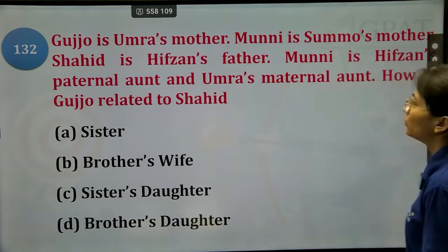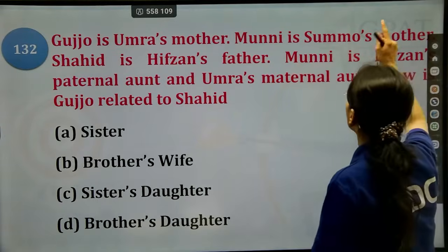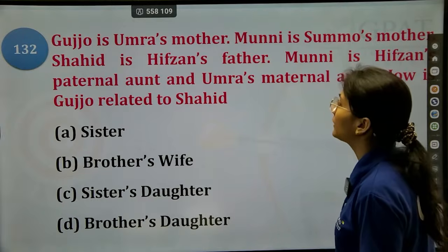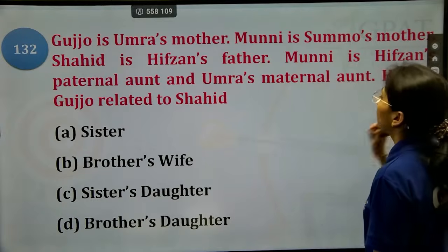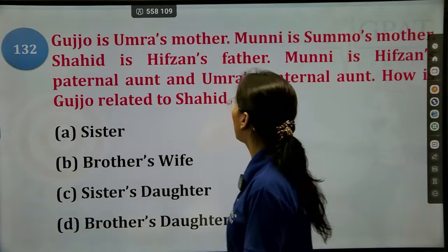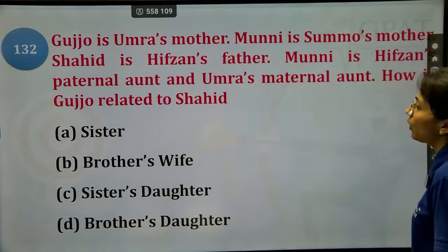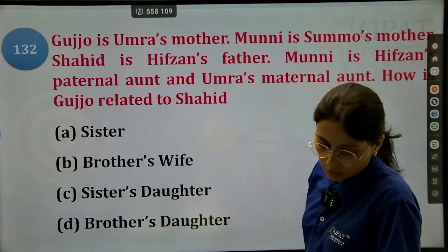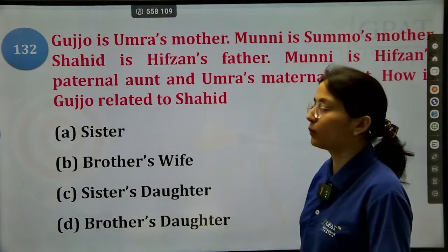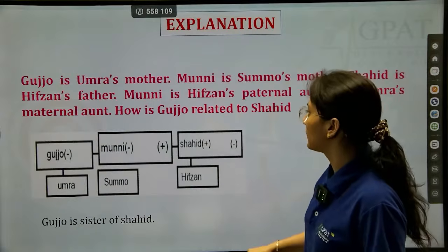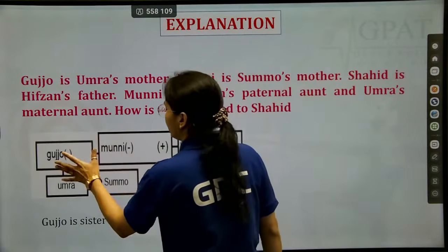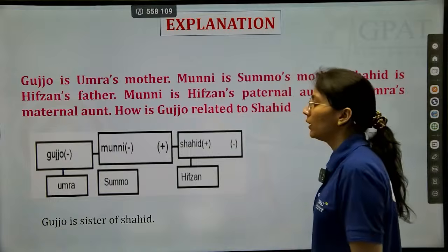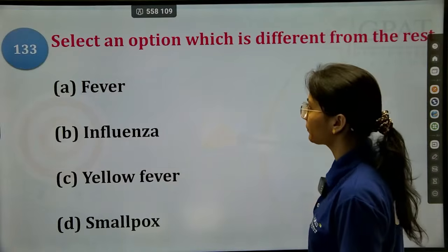Gujo is Umra's mother, Munne is Sumo's mother, Shahid is Hifzan's father, Munne is Hifzan's paternal aunt and Umra's maternal aunt. How is Gujo related to Shahid? So we have to find how Gujo is related to Shahid. That is sister. Here is the complete tree for this question. So Gujo is the sister of Shahid.